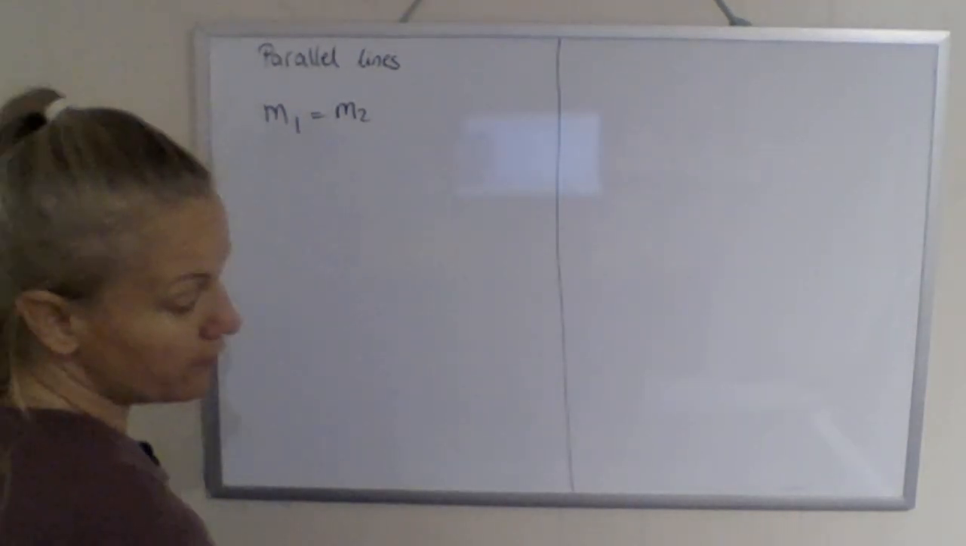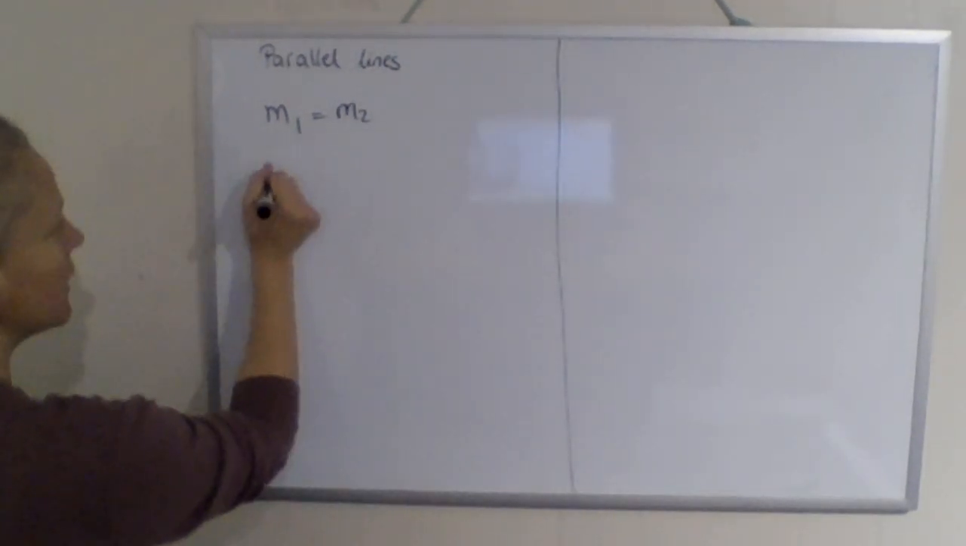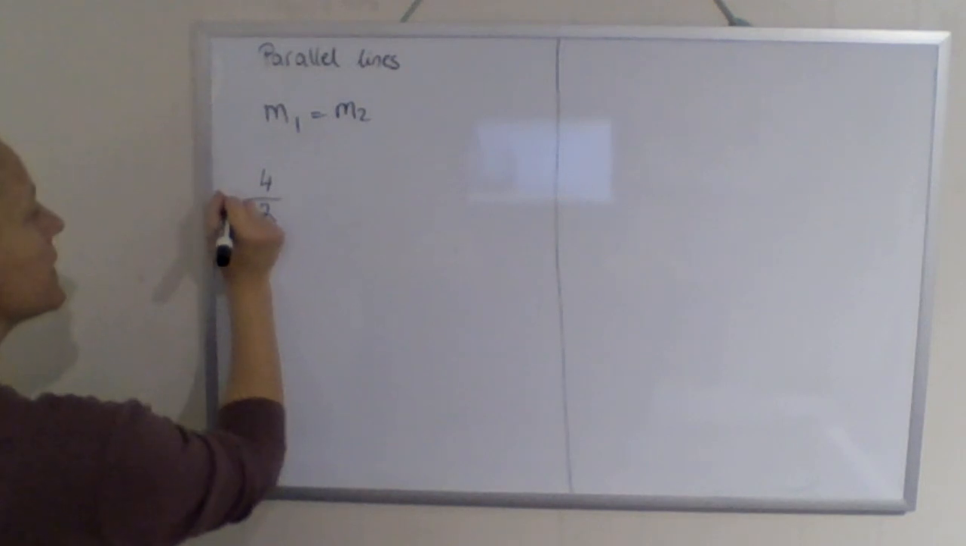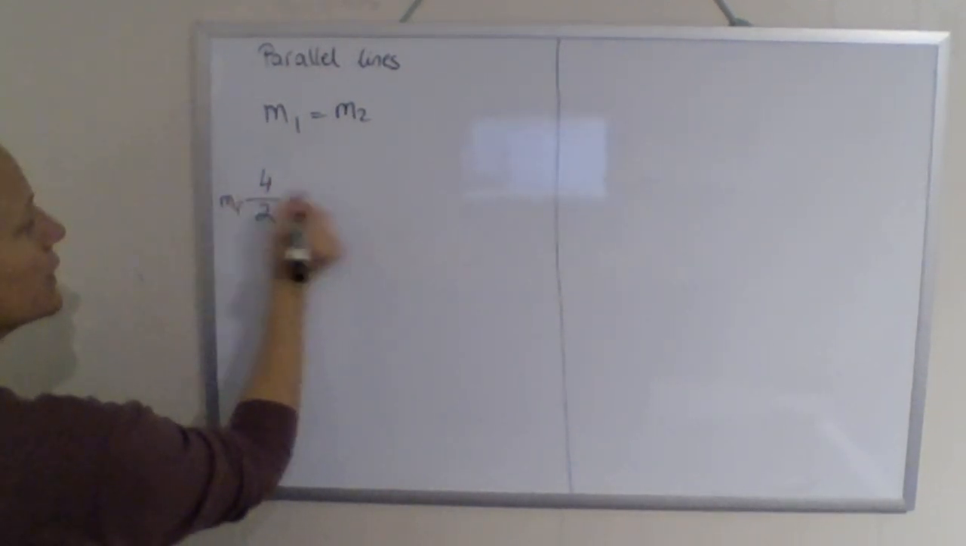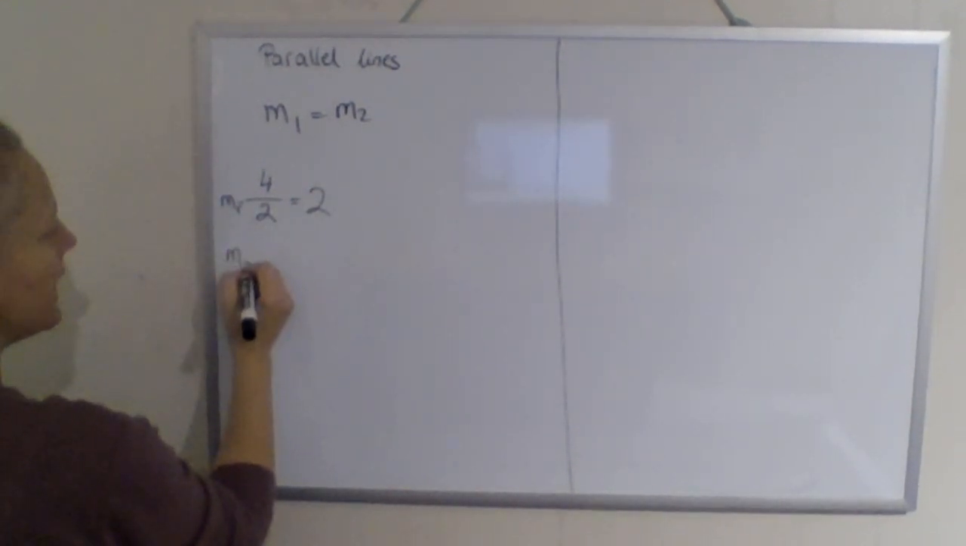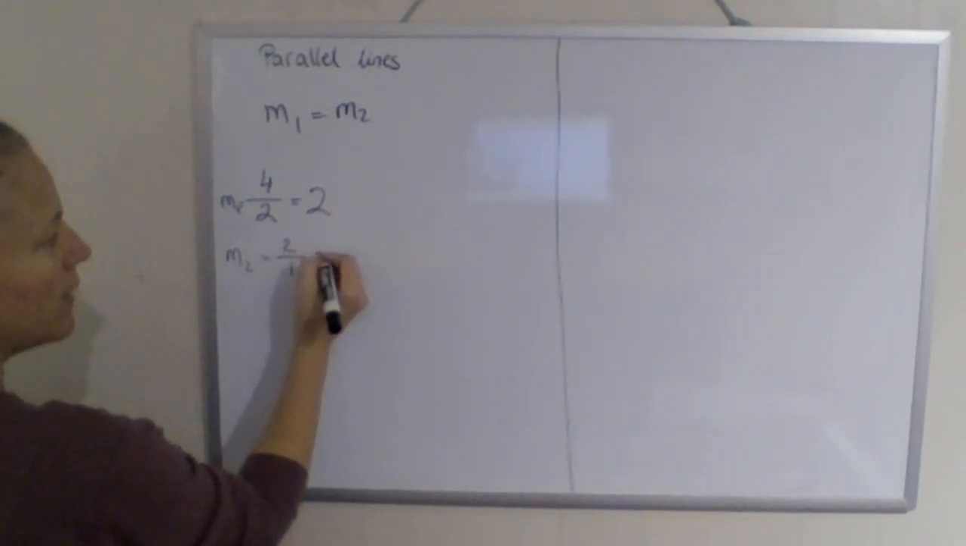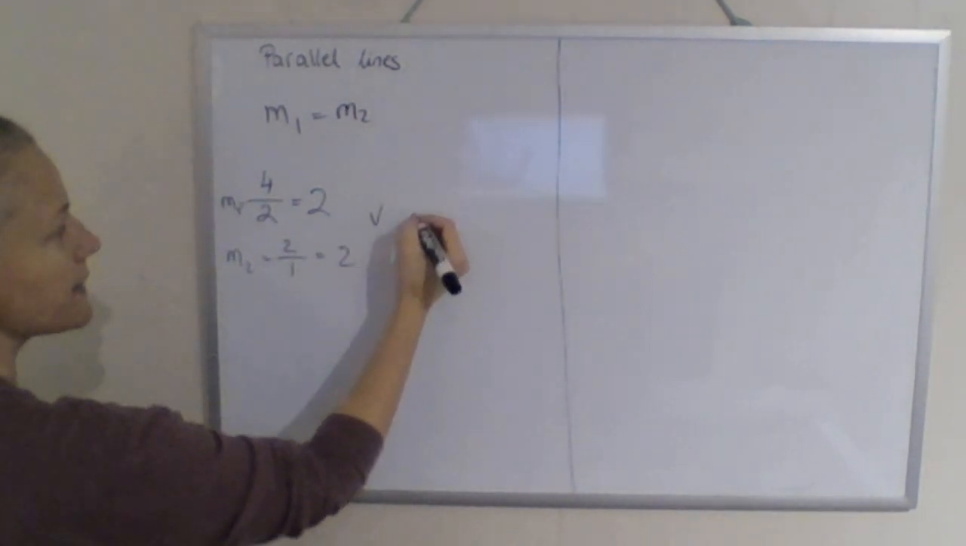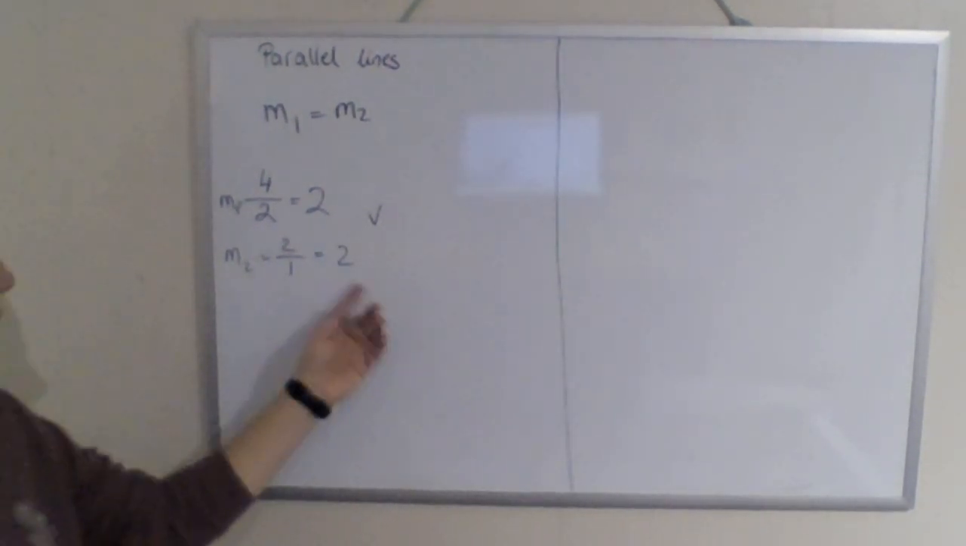So, for example, on example 3 on page 166, it says, find the slope of each line and figure out if they're parallel. And this was the easy one. The first line has a rise of 4 and a run of 2. That's my first slope, which is 2. The second line has a rise of 2 and a run of 1, which is 2. Yes, the lines are parallel. 2 equals 2, the lines are parallel.